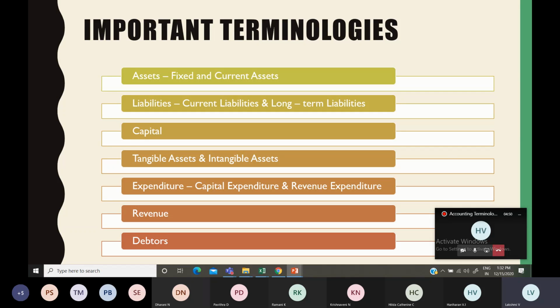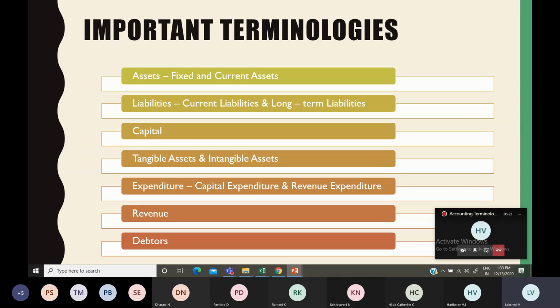If you see the important terminologies, first comes the assets. Assets are classified into fixed assets, current assets, tangible assets, and intangible assets. Basically, assets mean the property which is owned by the business. The properties that belong to the business, that are purchased and are in the business, are known as the assets. Generally, assets will appear in the balance sheet.